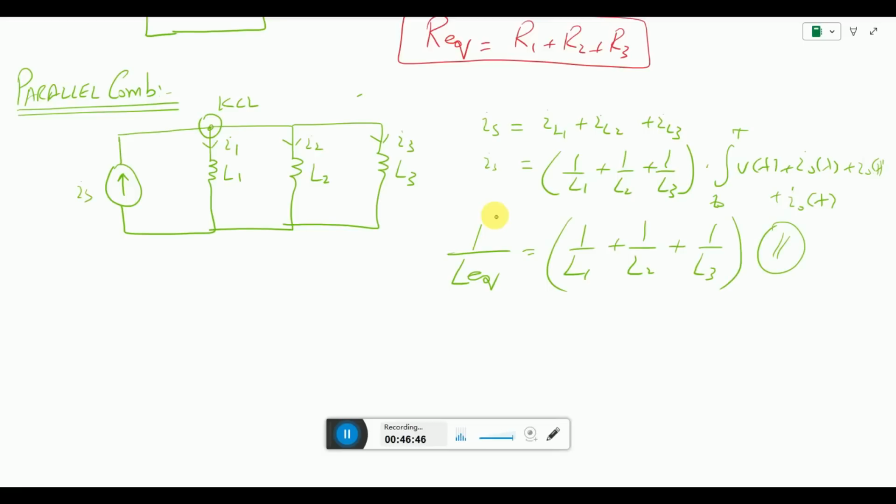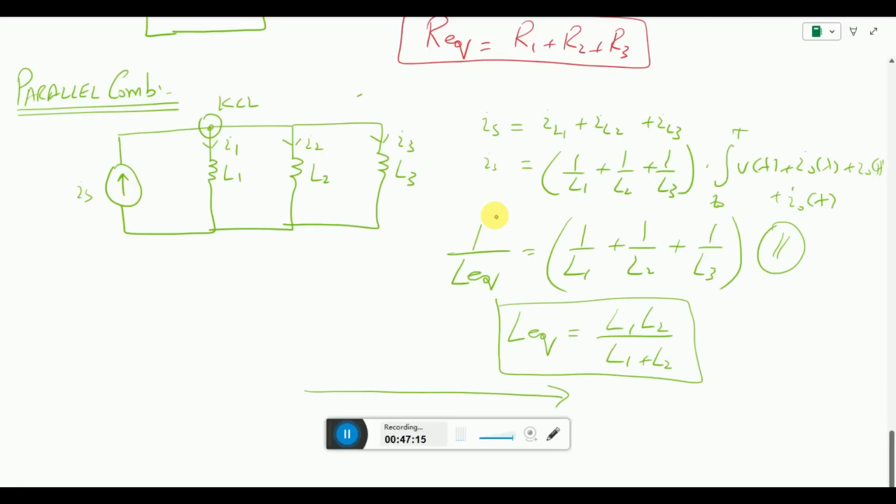Since we want the equation in whole-number form rather than fractions, we say that L equivalent is equal to the reciprocal of that sum. Or again, the rule that we always remember: if we have two inductors, we write it as L1 L2 divided by L1 plus L2, and this is the same principle which we saw for resistors connected in parallel to each other. So this concludes today's lecture on the introduction to inductors, which act as a storage element.